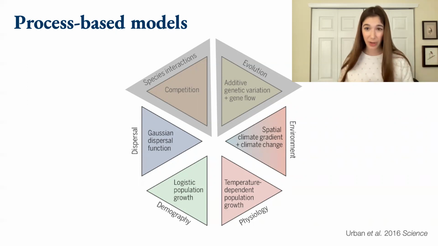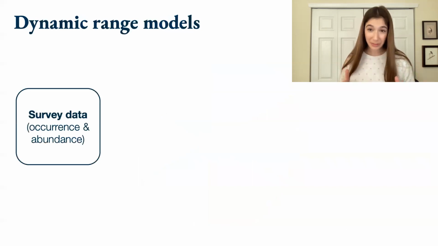This figure is showing what some of those prevalent processes could and should be that we can model. The work I'll present incorporates dispersal, demography, physiology, and spatial gradients over the environment. It doesn't yet incorporate species interactions or evolution, although hopefully you'll see that those could easily be added in the future. The specific class of models that I've been working on are called dynamic range models, and this slide will walk you through how these work.